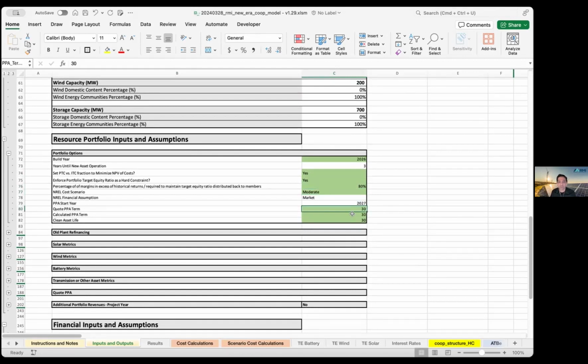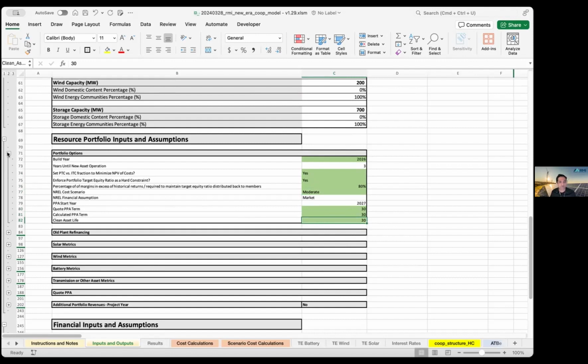The next thing that you can do is you can also set the assumed terms and conditions for either a PPA quote that you may already have for this portfolio, or if you want to rely on our calculations for the term for a hypothetical PPA that might be for the set of assets that you're looking at. And similarly, you can set the clean asset life for the purposes of assessing your potential ownership of the asset. So these are the overall portfolio inputs that you'd need to select.